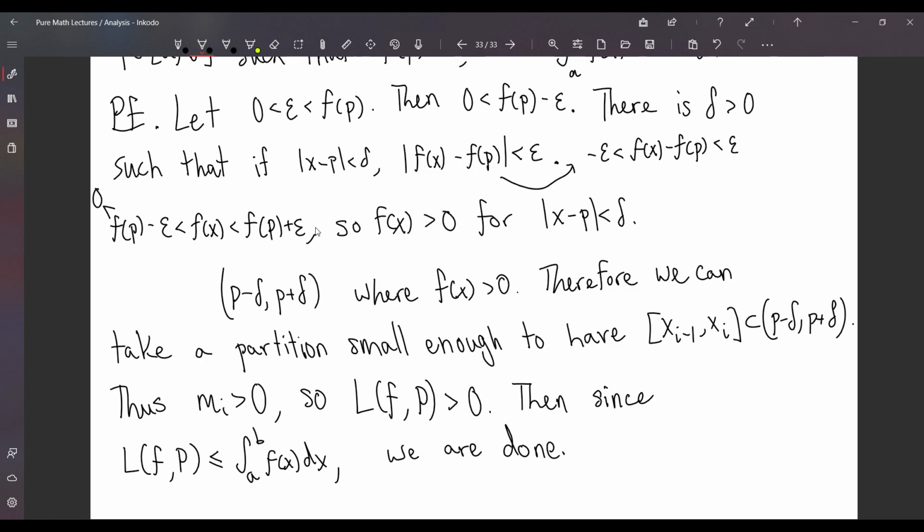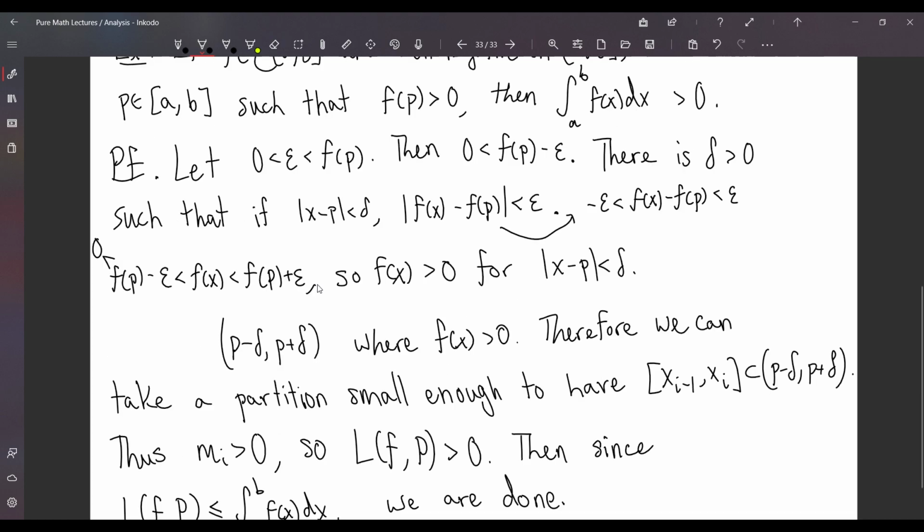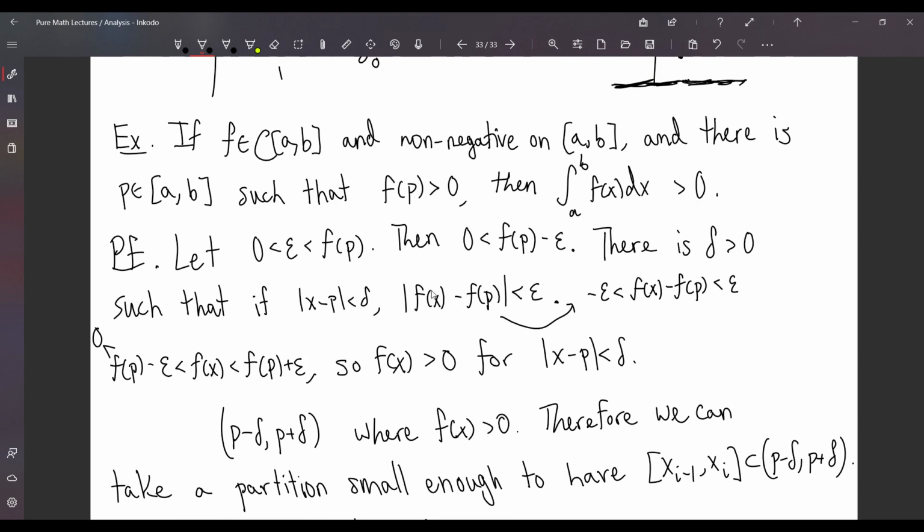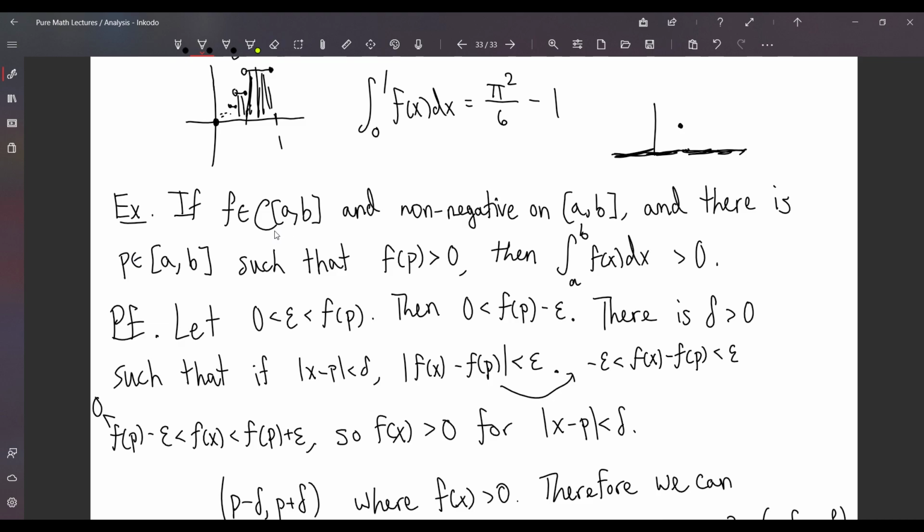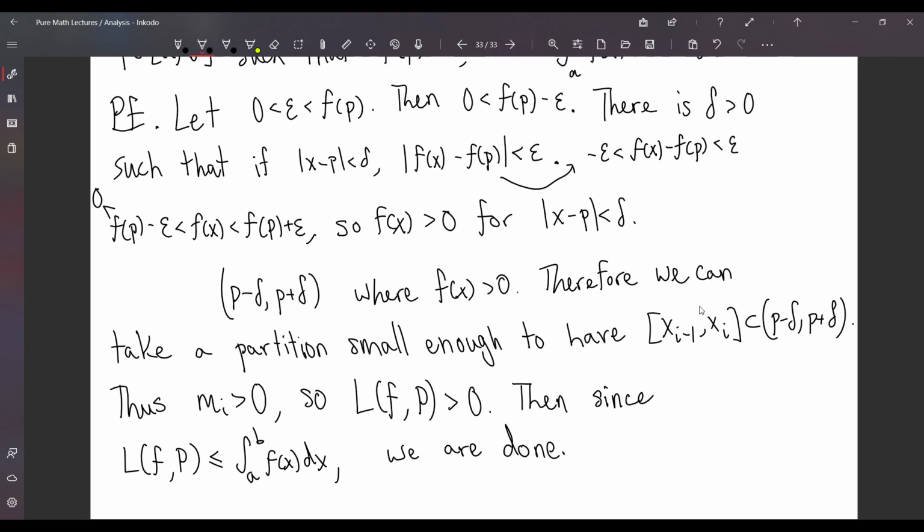Okay, so I'm skipping a little bit of technical detail, but you should get the general idea here. The main thing is that our function is continuous, so if the function is positive, then we must have some interval of positiveness. And that interval of positiveness induces positive lower sums, which are lower bounds for our integral. Okay.